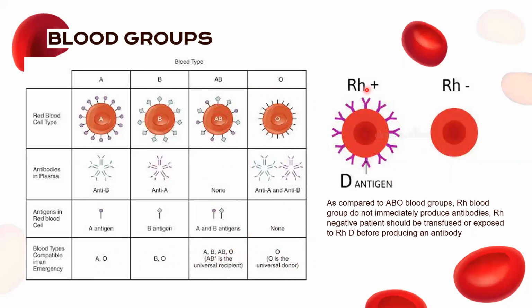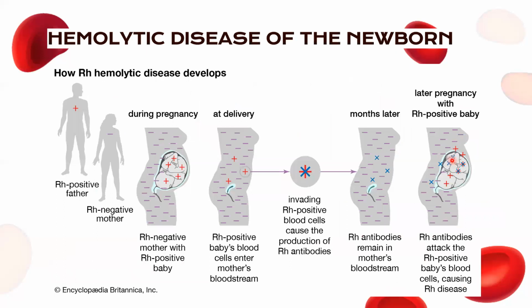This is for the RH blood typing. As compared to your ABO blood groups, the RH blood group does not immediately produce antibodies, referring to your D antigen. RH negative patients should be transfused or exposed to RHD before producing an antibody. So we have an RH positive with a D antigen and RH negative without.